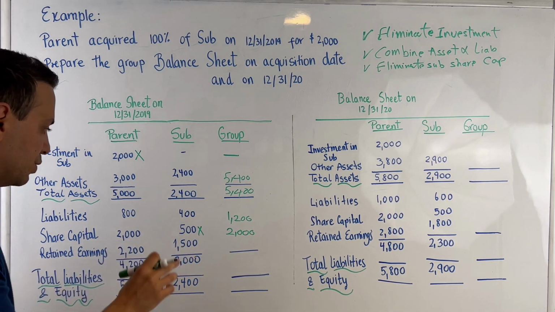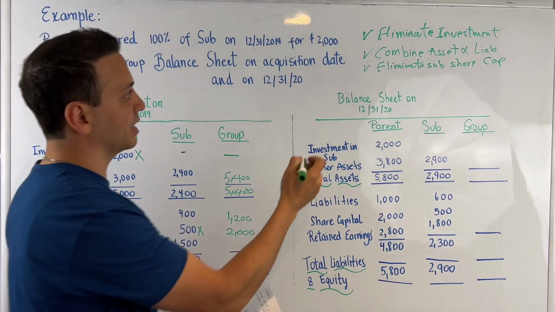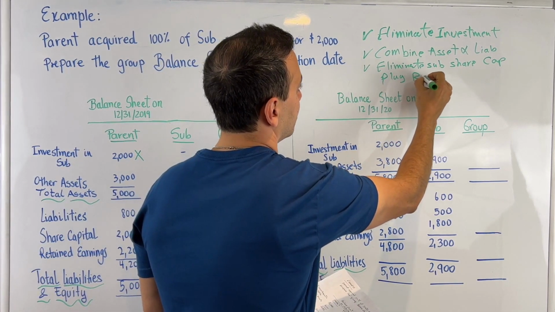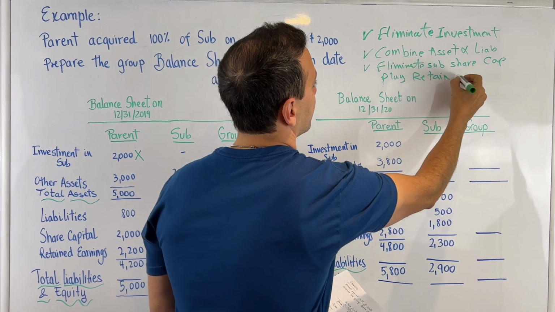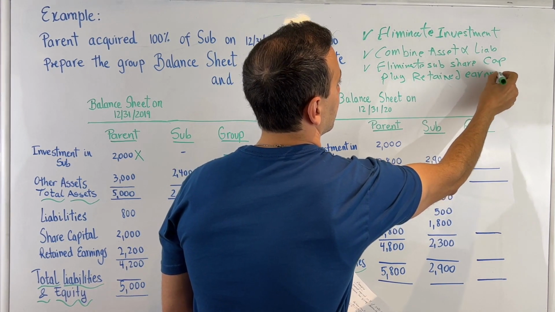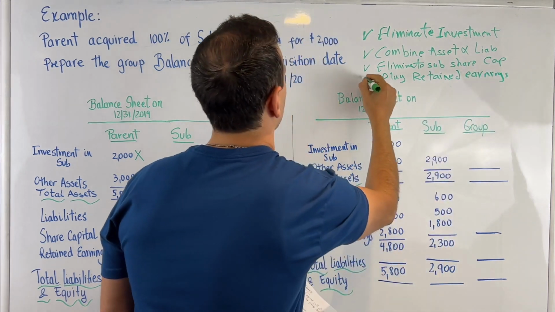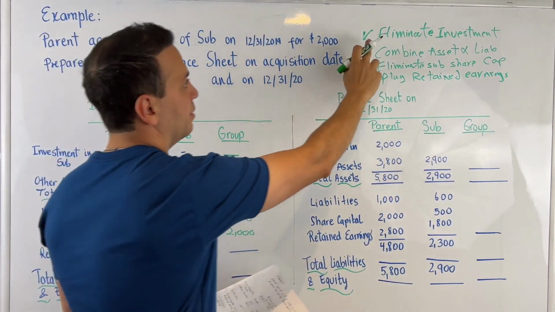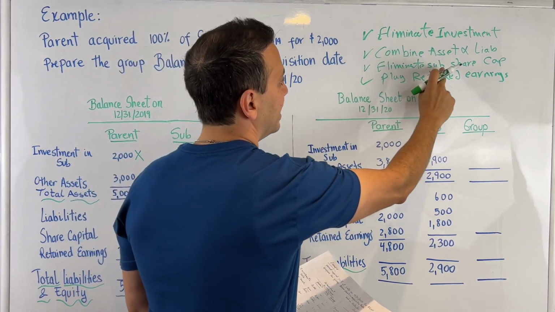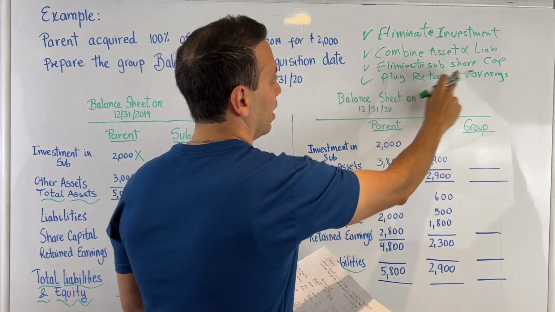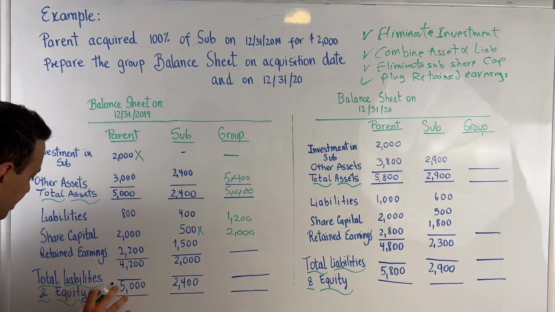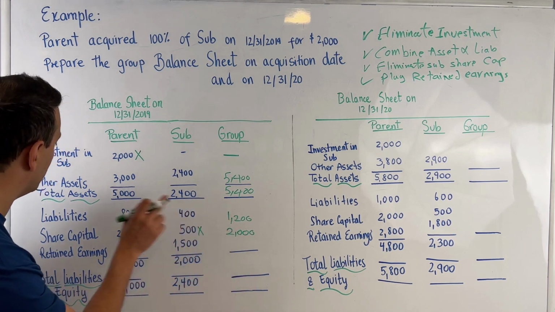Okay, now we've added up share capital, retained earnings. So when we get to retained earnings, we'll talk about this in a second. Retained earnings is going to be a plug. So plug retained earnings. So 4 steps so far: eliminate investment, combine assets and liabilities, eliminate subsidiary share capital, plug retained earnings. And you'll plug retained earnings by saying, okay, total liabilities and equity is going to always equal total assets.